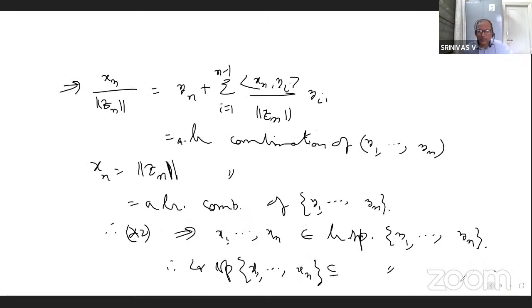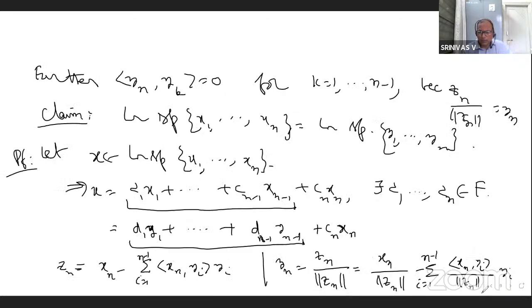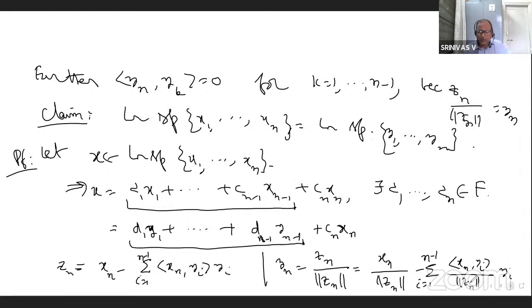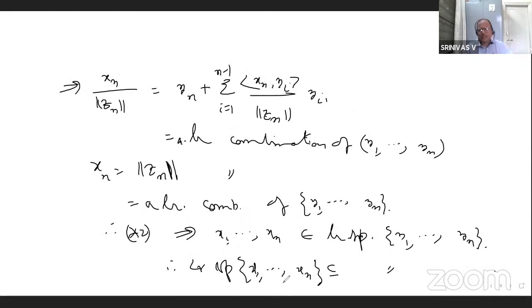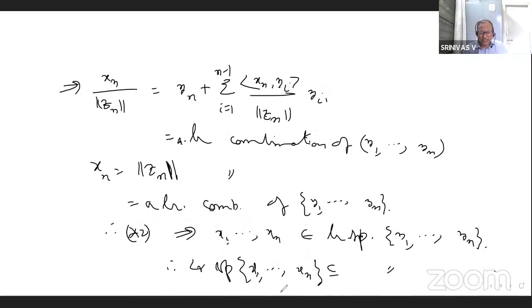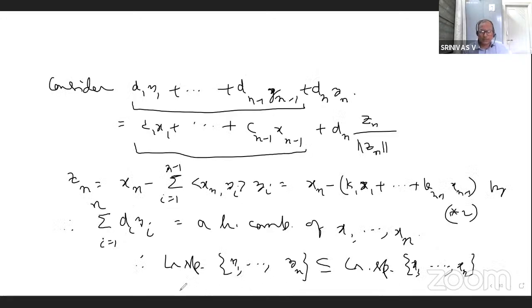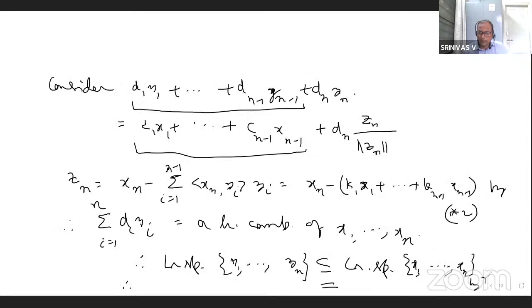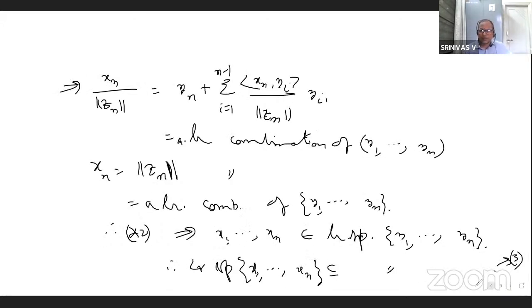Previously, we proved that the linear span of the xn's is contained in the linear span of the yn's. Now we have shown the linear span of the yn's is contained in the linear span of the xn's. This means these two linear spans are the same. Therefore, you have equality here. If you call this 3, by 3 you have equality here. That is the conclusion of the theorem.